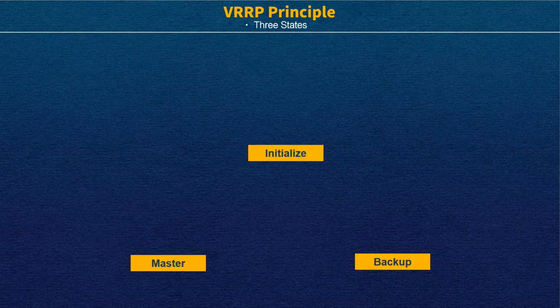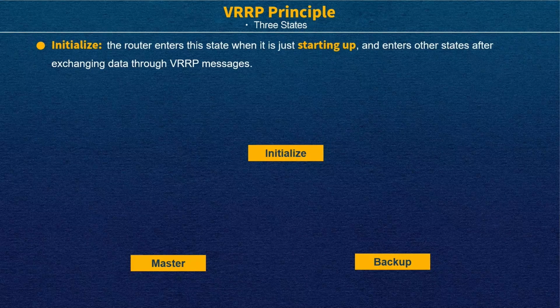And about the VRRP status, we already know the master and the backup, right? And then we also have the third status, initialize. If the router enters this status, maybe it's the first time we add the configuration of the router, and then you directly use a command to check the status, you will find the status is initialized. And then they will send out the message to do the negotiation.